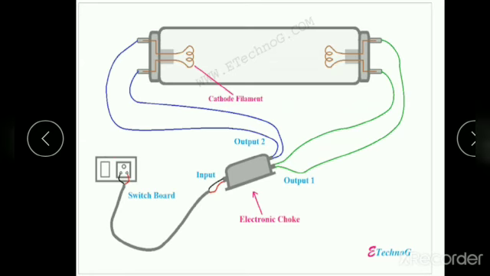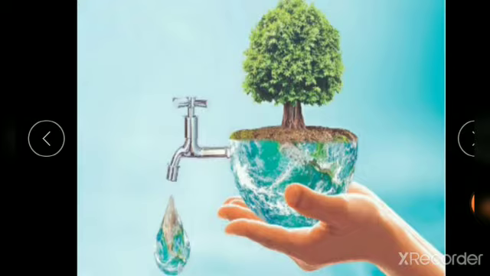The next one, use electronic chokes in place of ordinary chokes in tube lights. Electronic chokes consume less power and increase the life of the tube light. Next is the most important one, saving water. Saving water saves energy. This is because electricity is also used in supplying water to our home. So you have to save water. Whenever you use water, you should be very careful. You should not waste the water.